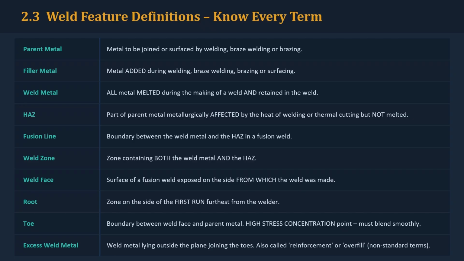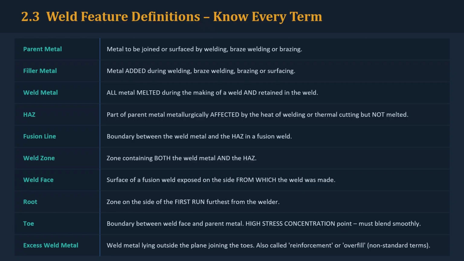The fusion line is the boundary between weld metal and HAZ in a fusion weld. The weld zone contains both the weld metal and HAZ. The weld face is the exposed surface on the side from which the weld was made. The root identifies the region on the side of the first run furthest from the welder. And the toe is the boundary between the weld face and parent metal. Finally, excess weld metal is material extending outside the plane connecting the toes.